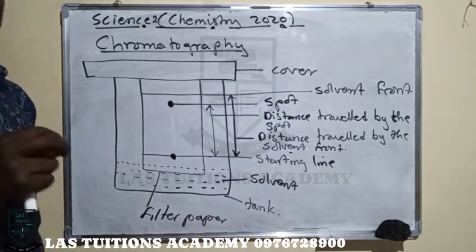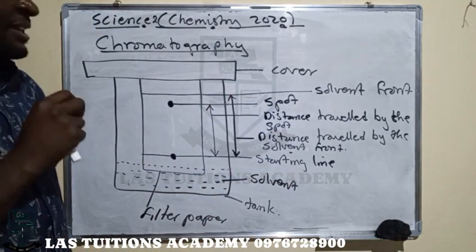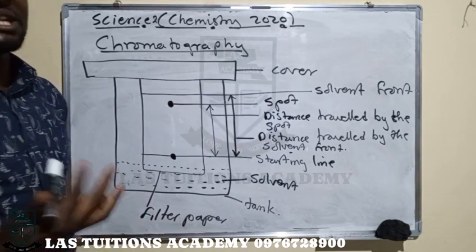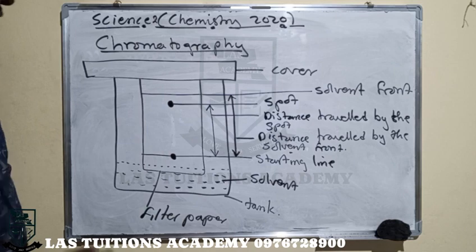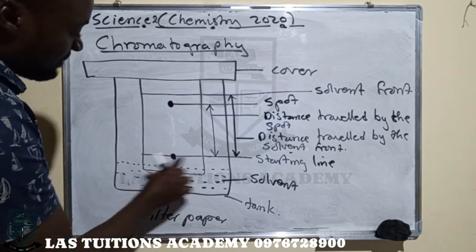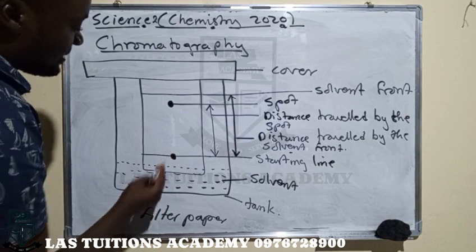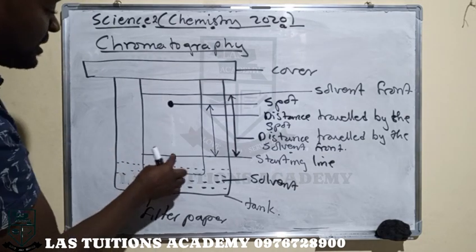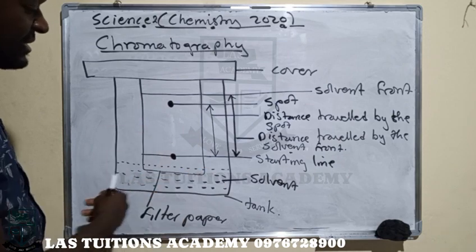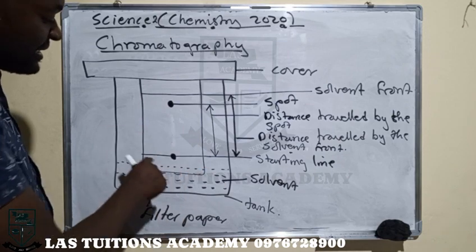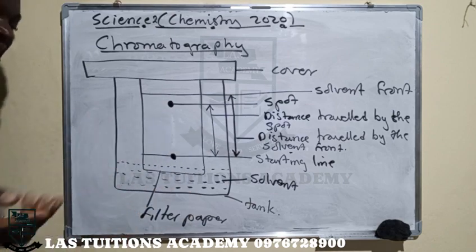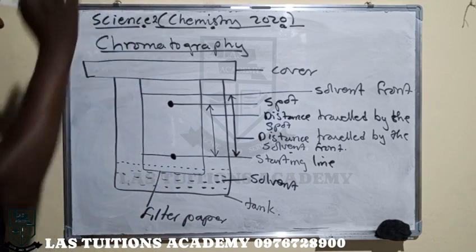You don't use a pen. That's basically saying you don't use ink. Why? Because when you use ink here, it will disturb your experiment, because what you are putting here are the color dyes. Even the ink itself has some color pigments, some dyes, so it will disturb the experiment.